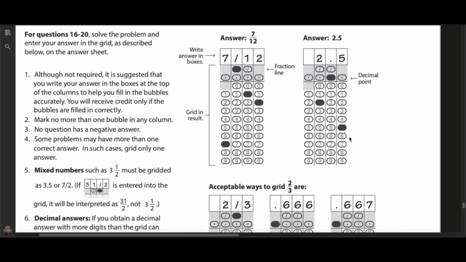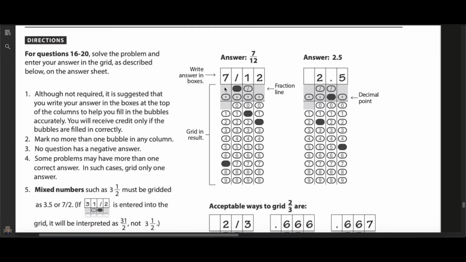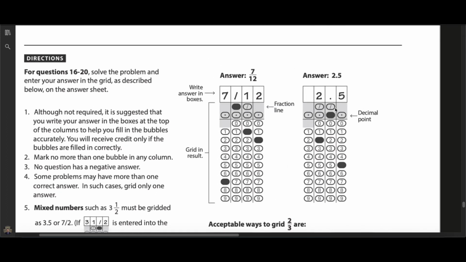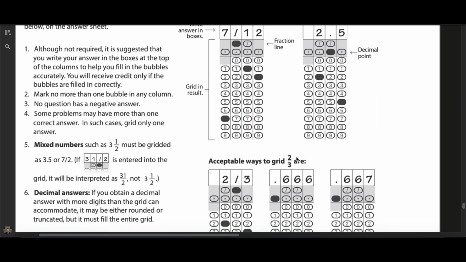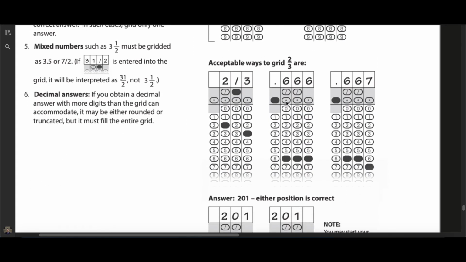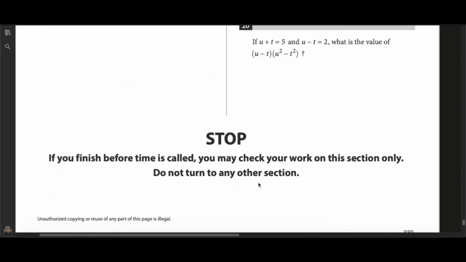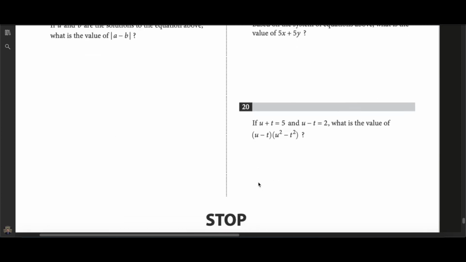Let's move on to these questions. Now these questions are a bit tougher because again you have to bubble in. There is the possibility of fractions and there is the possibility of decimals, so you have to be careful and make sure that you plug them in correctly. There should be, okay, 5 of these questions, not too bad.